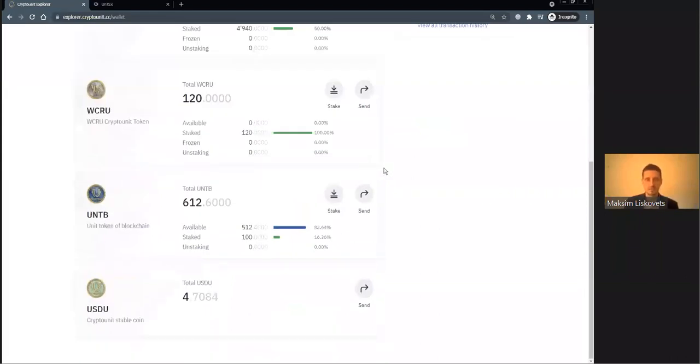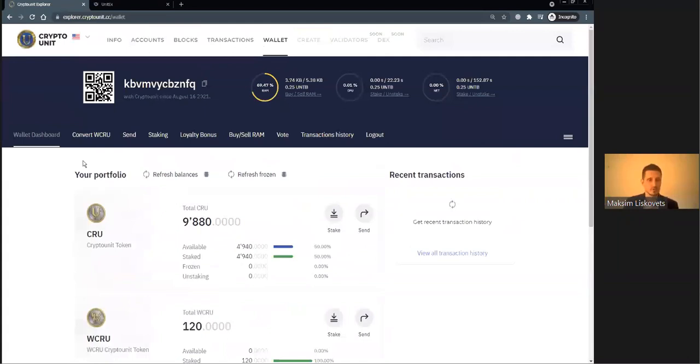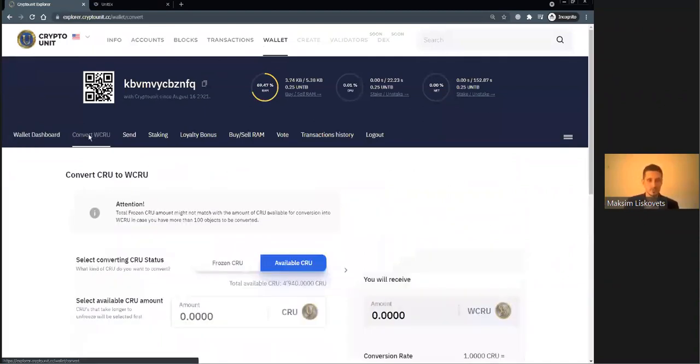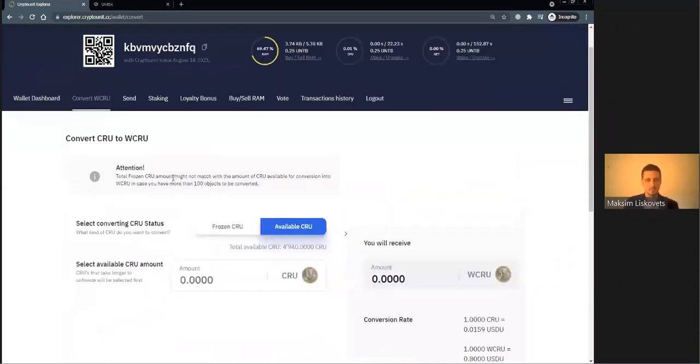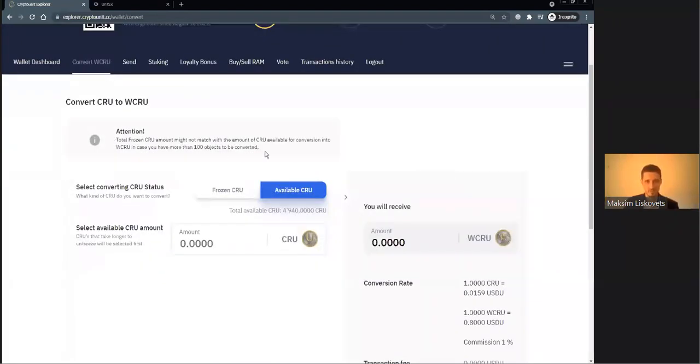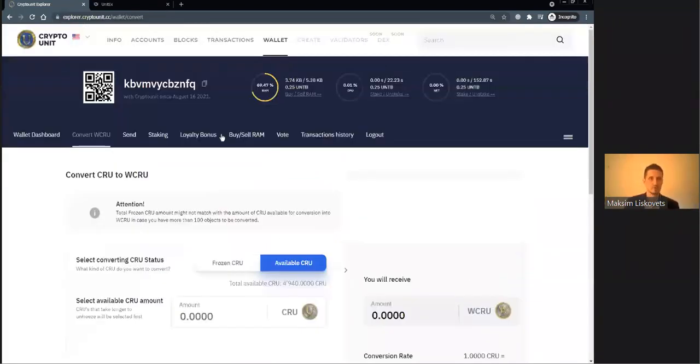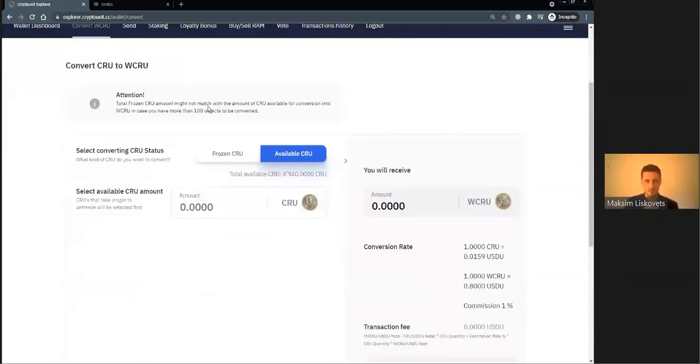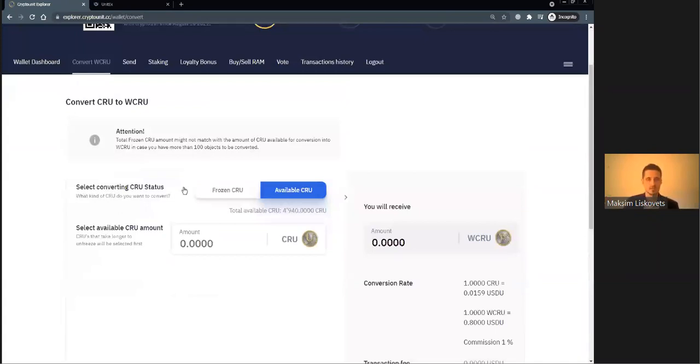Well, the main page, we've looked at it, and now let's move on to the conversion of CRU into World CRU. To do it, here there is the dashboard and there is a tab, Convert World CRU. You press it and you enter the next page. Please note that here, first of all, read all the warnings. Like Ivan said, you may shift into the language which you feel convenient so that you understand everything.